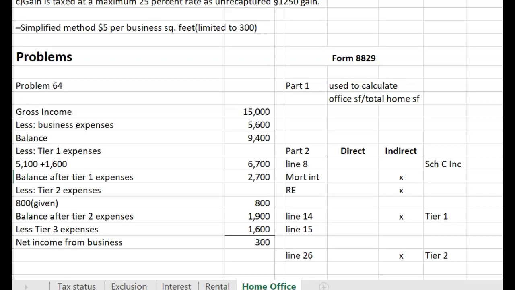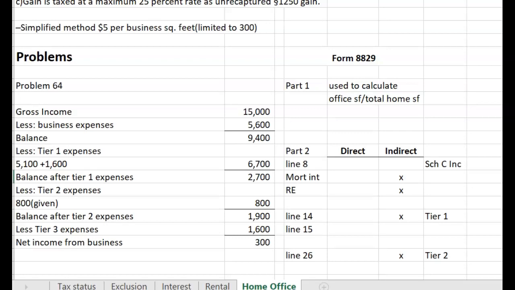Assume Rita's consulting generates $15,000 in gross income. What is Rita's home office deduction for the current year? So this is performed very similarly to the rental income. You have your Tier 1 expenses, and your Tier 1 expenses are mortgage interest and real estate taxes for business use of home.